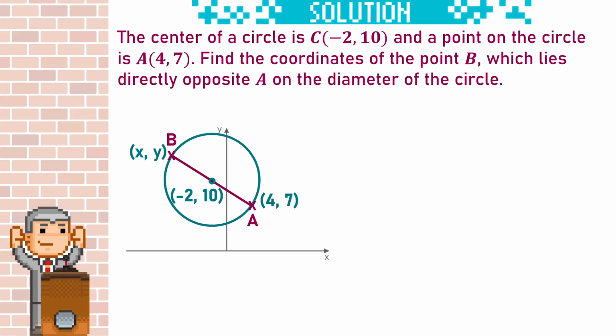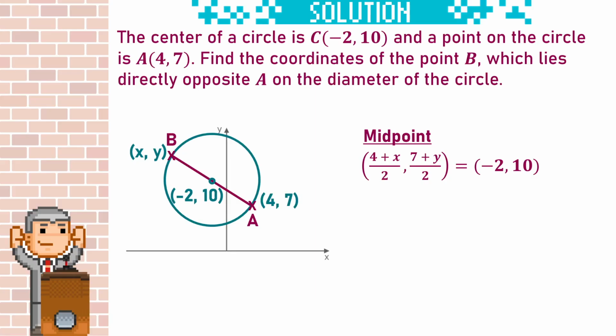So B must be at this top left bit. Now, we know that to find the midpoint, we use this formula. However, we're given the midpoint of the line, which is the centre of the circle. We just need to find out what B is. So we're going to label B as X and Y, and we're going to try and solve this equation.